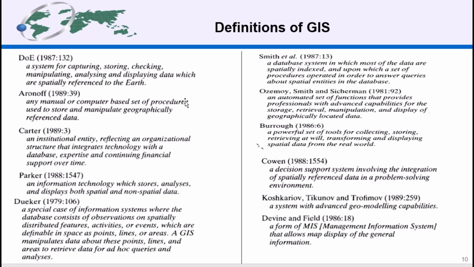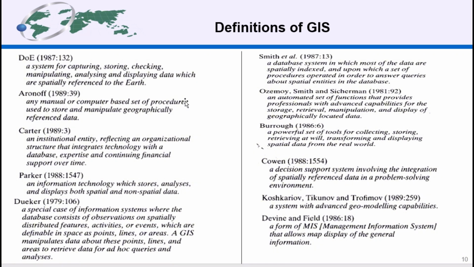Carter in 1989 defined GIS as an institutional entity reflecting an organizational structure that integrates technology with a database, expertise, and continuing financial support over time. Parker in 1988 defined GIS as an information technology which stores, analyzes, and displays both spatial and non-spatial data.